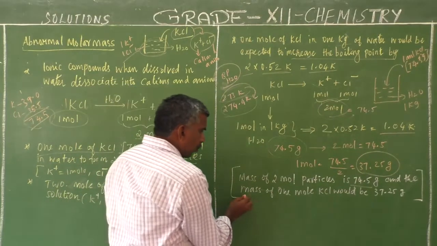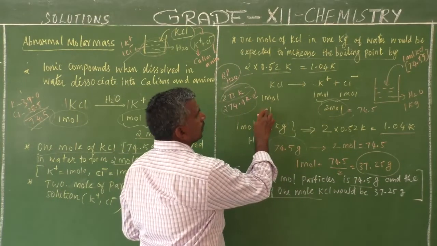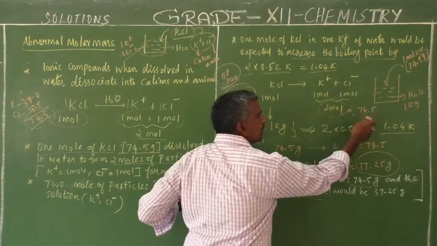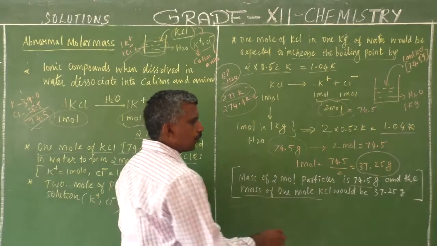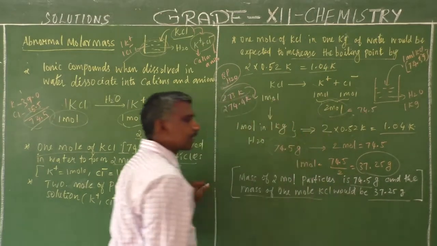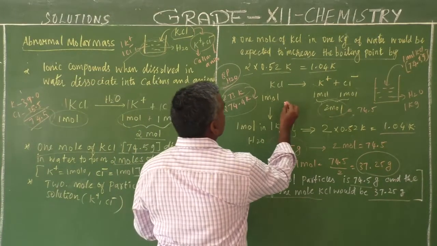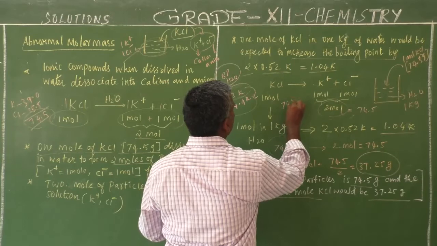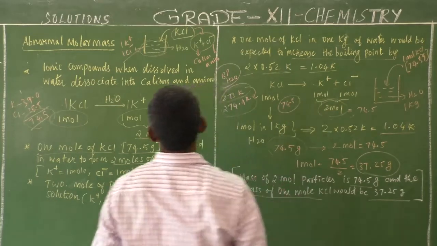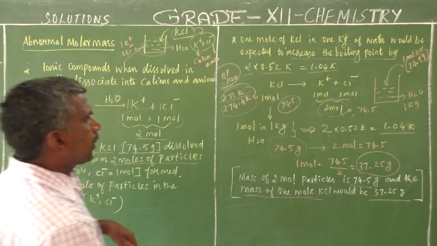And the mass of 1 mole of KCl. So 2 moles is 74.5 grams, and 1 mole is 37.25 grams. But the expected value now, what is the value? 74.5. The molecular mass of KCl is 74.5.